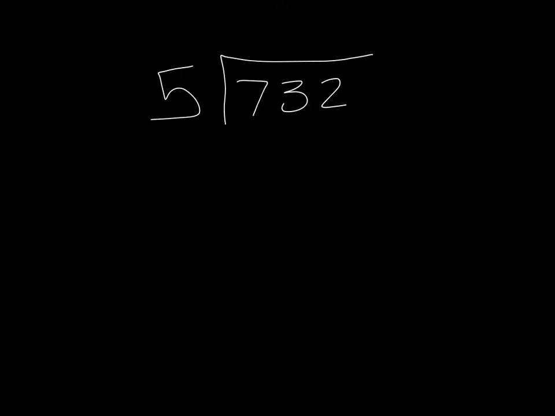It's 5, 7, 3, 2. How many 5s can go into 7, which is 1? 5 times 1 equals 5. 7 minus 5 equals 2. Bring down the 3. Equals 23. How many 5s can go into 23?